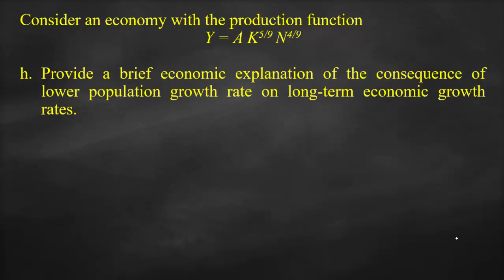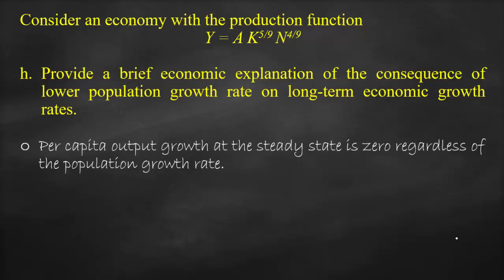Another point is provide a brief economic explanation for the consequences of lower population growth rate on the long run economic growth. We said that if we decrease N, it affects only the maintenance cost. It doesn't shift the production function. It doesn't shift the investment function. Consequently, we could say that our per capita output growth in the long run in the steady state is 0. It's not affected by population growth.